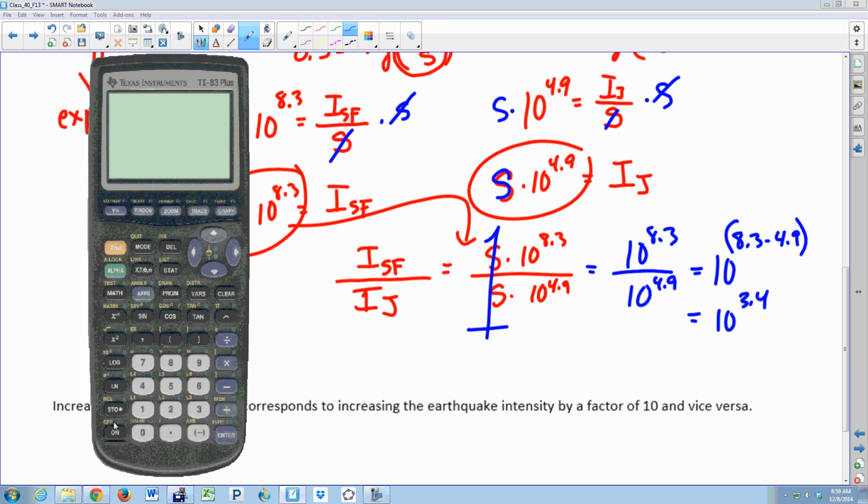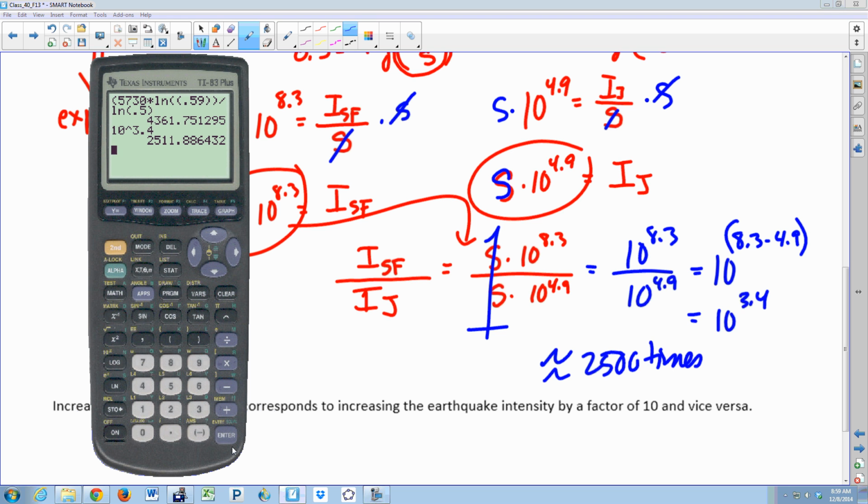So let's do 10 raised to the 3.4. 2,511 times, so approximately 2,500 times more intense. Well, that would certainly be one explanation for why there was so much more damage in San Francisco. All right. So let's take a look at this now.